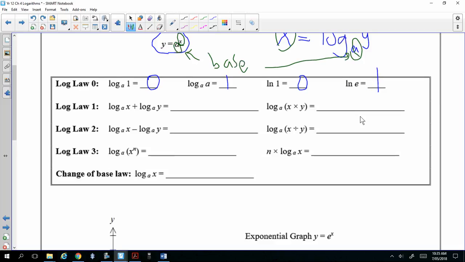So when you add two logs together with the same base, the base has to be the same, it becomes log base a of x times y. And then when we have a times inside a log, you can split it into two parts, it becomes log base a x plus log base a y.